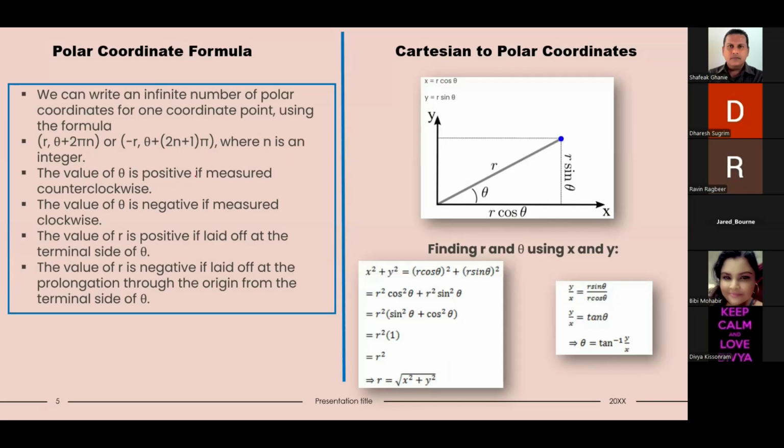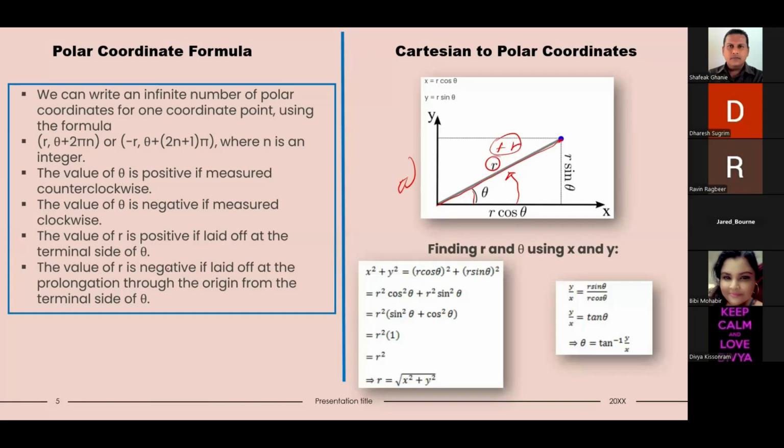The value of theta is positive if measured counterclockwise, which is this way, right? The value of theta is negative if we measure clockwise, which is this way. The value of r is positive if laid off at the terminal side of theta. As you can see in the diagram here, this is the terminal side of theta. Whenever r is present in this way, it's always positive.